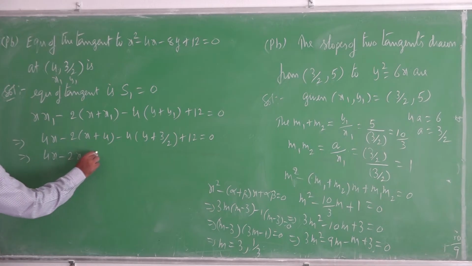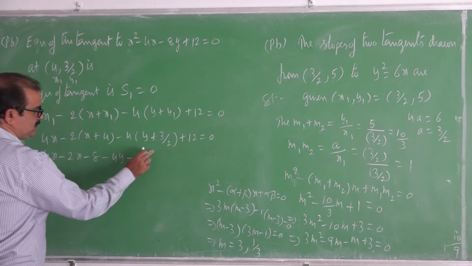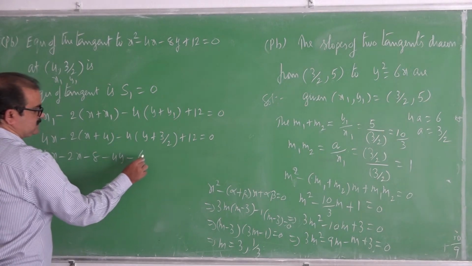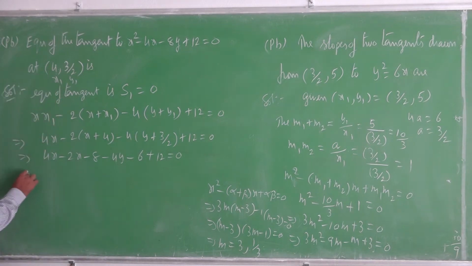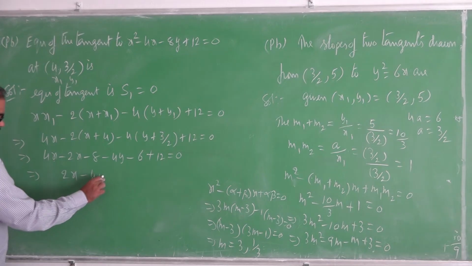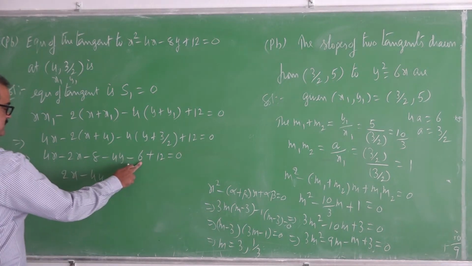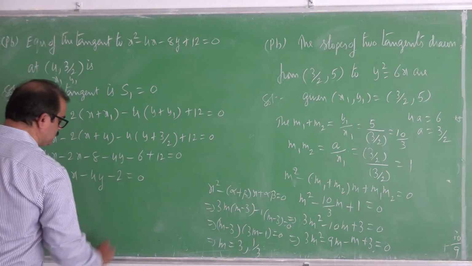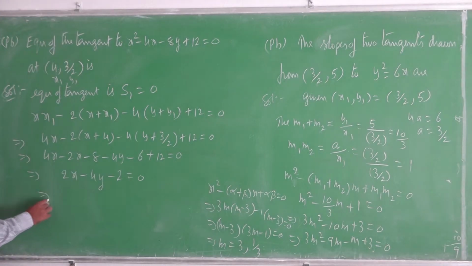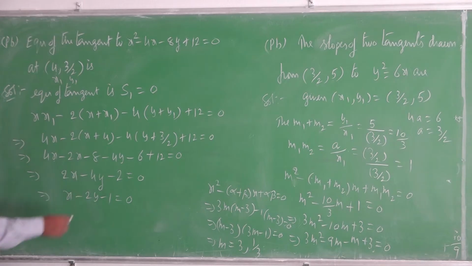4x minus 2x minus 8 minus 4y minus 6 plus 12 is equal to 0. 4x minus 2x, 2x, minus 4y, minus 8 minus 6 minus 14, plus 12, minus 2 is equal to 0. It is x minus 2y minus 1 is equal to 0. Take 2 common.